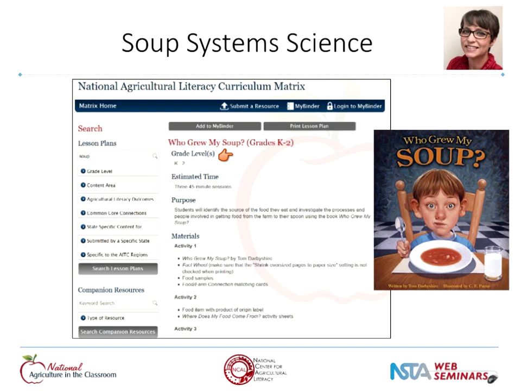Okay, everyone. On the National Matrix, we have the lesson pulled up here for you. And the Who Grew My Soup book is one of my favorites. If you do not have the book, you can purchase it on the website for just $7. So you can go under the suggested companion resources and be able to purchase that book for your classroom.